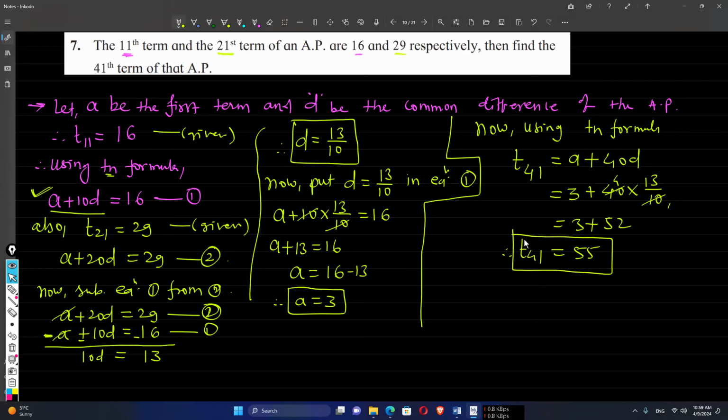Okay, so we have found the 41st term of the AP. Therefore, the 41st term of the arithmetic progression is 55, and that's it. So this problem can be asked for 3 marks or sometimes for 4 marks. All right, now let's move towards the next problem.